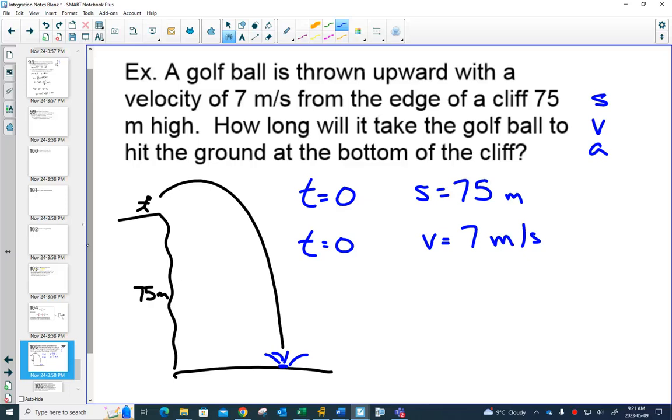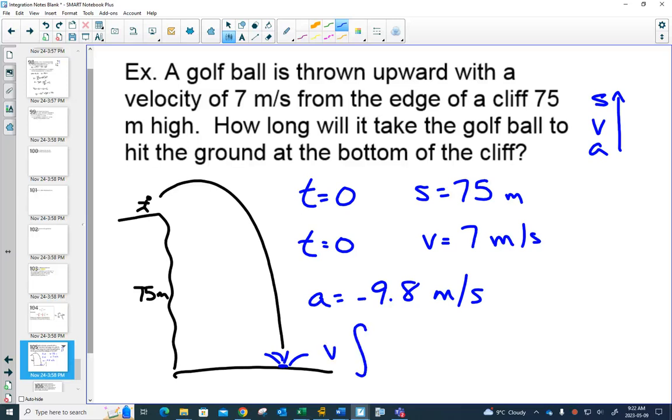So I believe we were at what we know, and we were trying to work out how we can use this. Well, we do know the other thing that we always know about real-life examples: acceleration due to gravity is negative 9.8. So we now have the ability to work backwards, and we can just use calculus to do that.